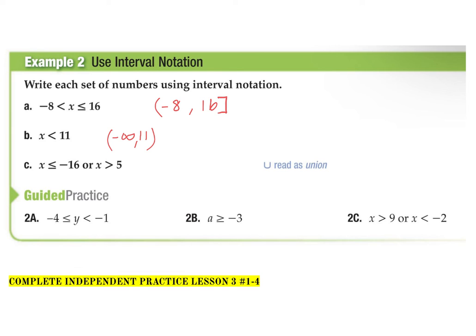Here for C, we have two different ones. So we have x is less than or equal to -16. So for the first one, we are going to say can go to negative infinity, negative 16, but we're going to use a bracket because it's included. And then we're going to use this symbol like a U that reads union so that we can do the second one. So x is greater than 5. So 5 is not included, but it can go on to infinity. So I would read that U as a union.